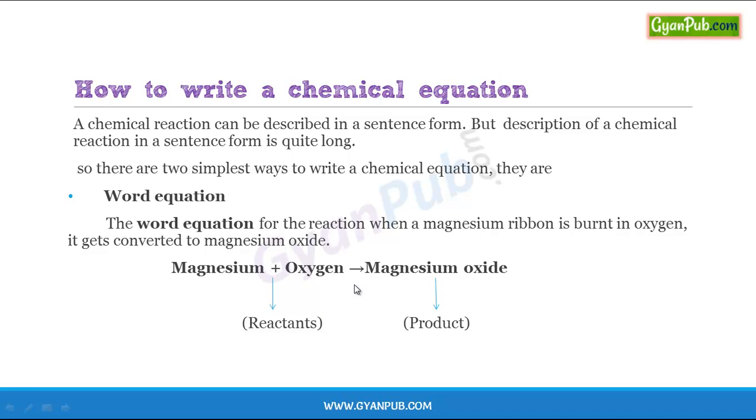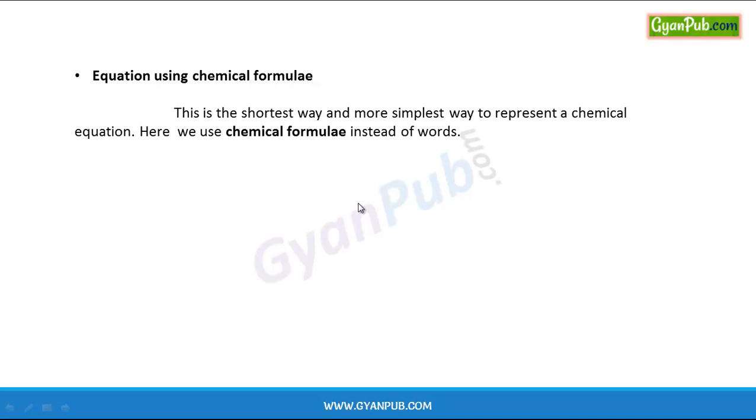So an arrow mark is used in between the reactants and products. If we consider a still shorter way to write a chemical equation, then we make use of chemical formulae. We need to write the equation using the chemical formulae of the chemical substances involved in it instead of words. This is a shorter and simpler way to represent a chemical equation.